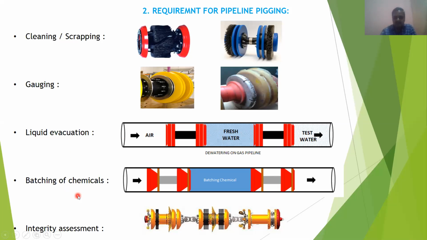Batching of chemicals. Sometimes you need to use chemicals, so that is the case. This is the pipeline. You have to install a pig and a second pig, then fill some batching chemicals, then you run it. Like that, batching of chemicals pigging.